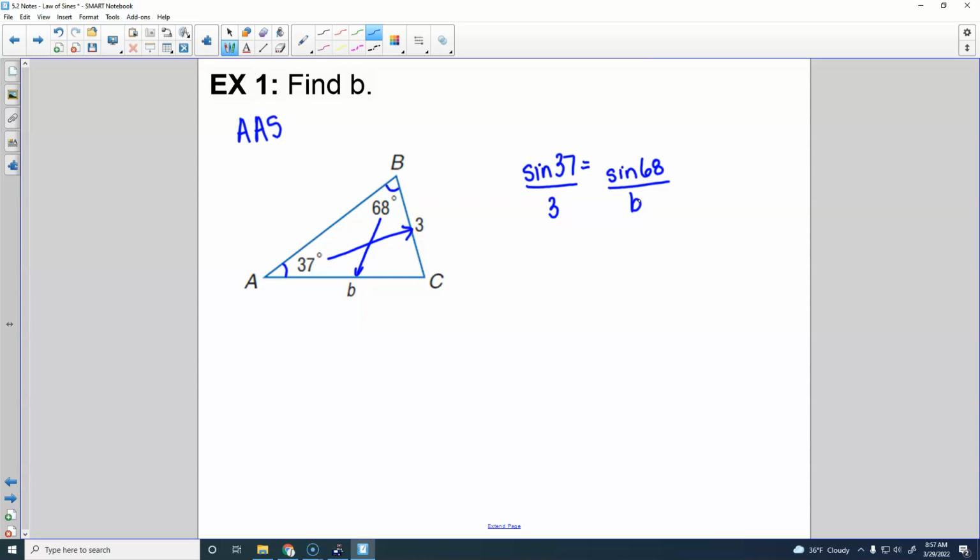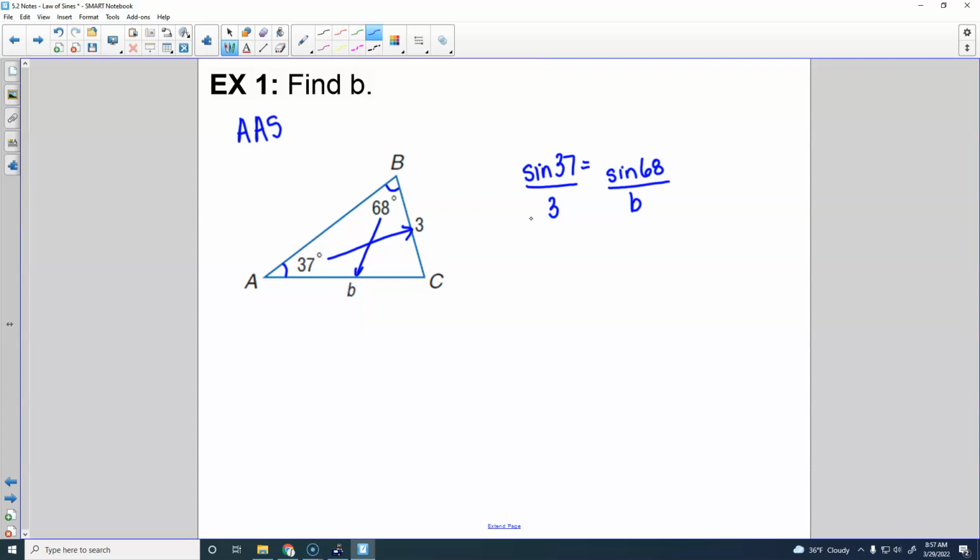In this case, we're looking for the side, the little b that's missing. If we needed to find the missing angle, we could, though, it would be very simple because we would just have to take 180 and subtract 37 and 68 for that. So we wouldn't actually have to use any trig for that. And sometimes we have to do that before we actually begin the problem, but not in this case.